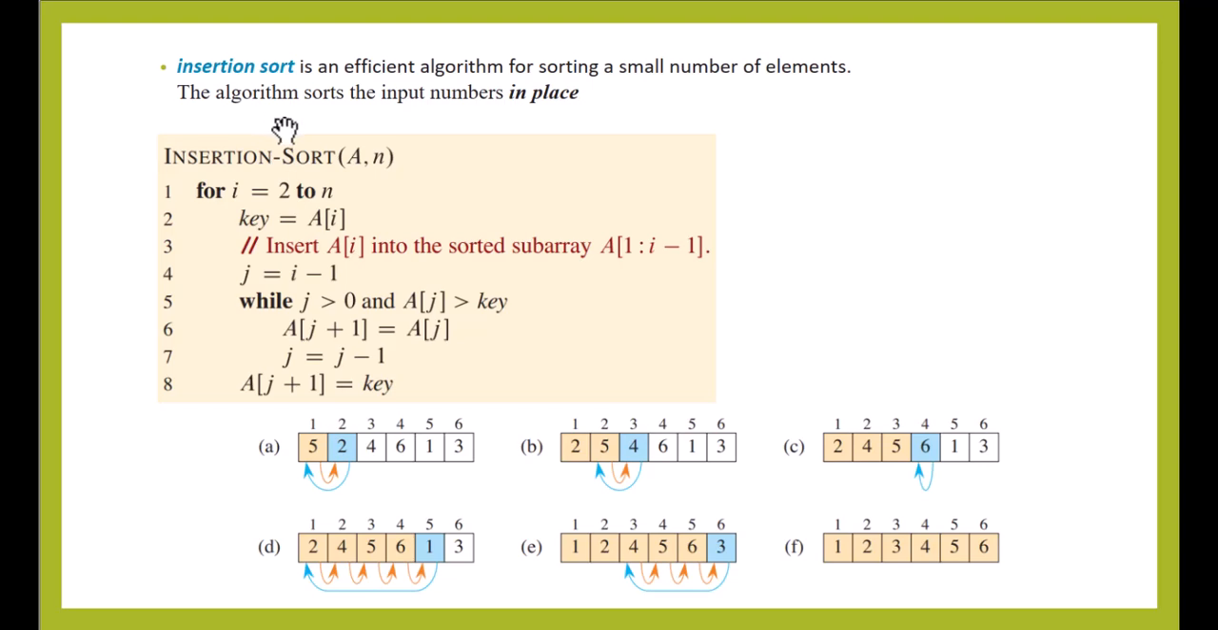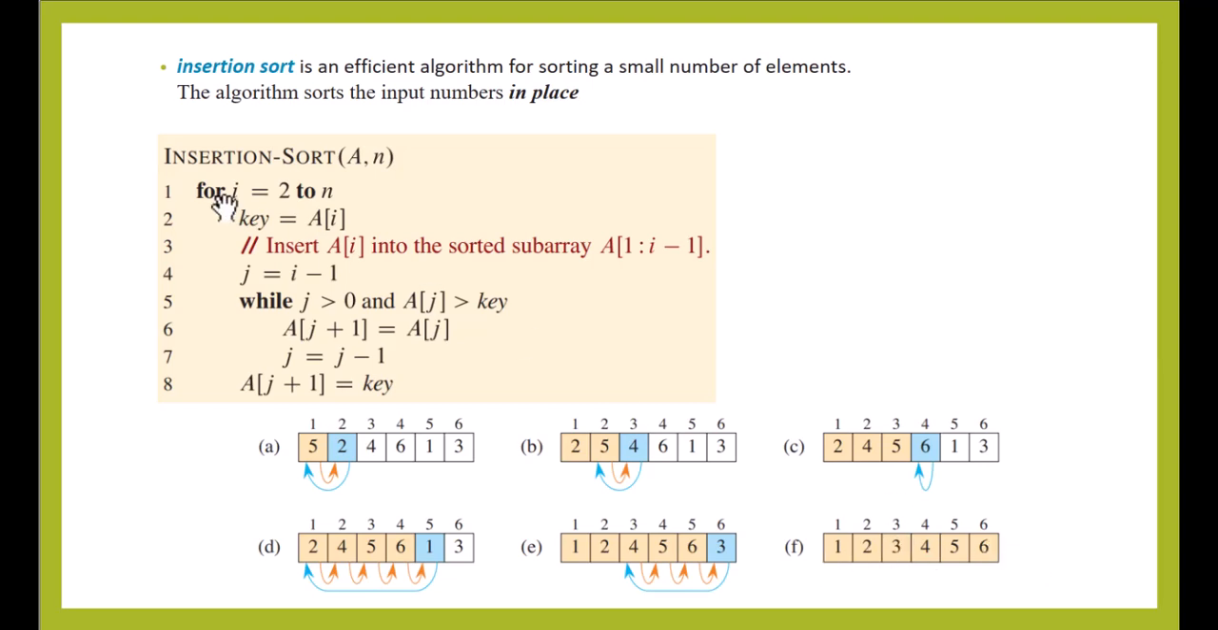Let's go directly to the algorithm. Let's call the function insertion sort. The input is A, the array itself. In this example, the array has length 6. N is the length of the array, which is 6 in this example, and we want to sort it increasingly. The output of the algorithm is 1, 2, 3, 4, 5, 6, which is sorted increasingly.